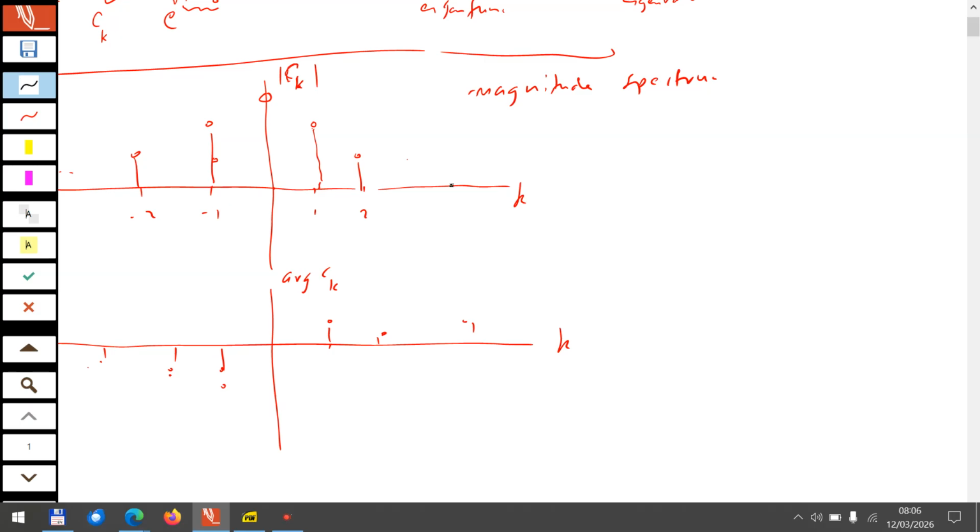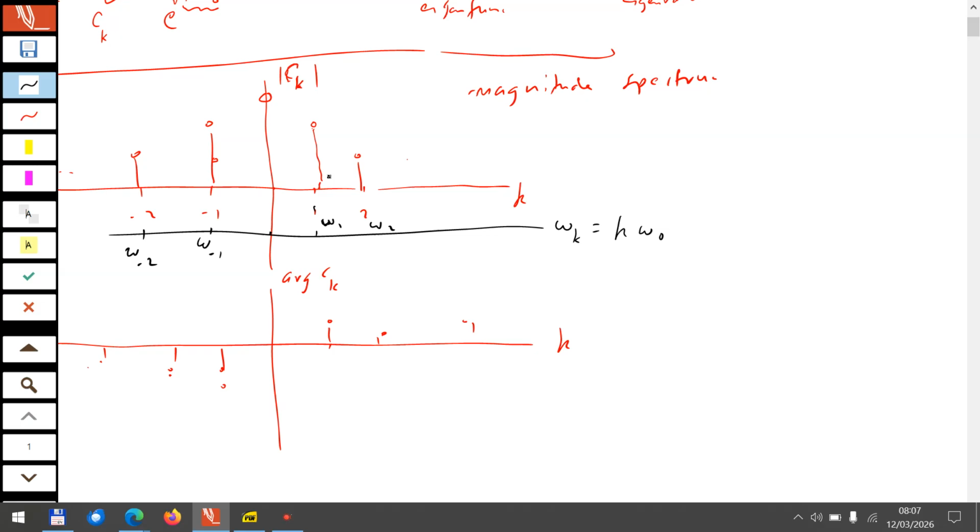So let's say here I have another axis, and instead of k, I want to have ω_k, right? And that ω_k is k times ω₀. So I'm just relabeling. So this one will become ω₁, this 2 will become ω₂, then ω₋₁, ω₋₂, and this will be ω₀, which is already 0.